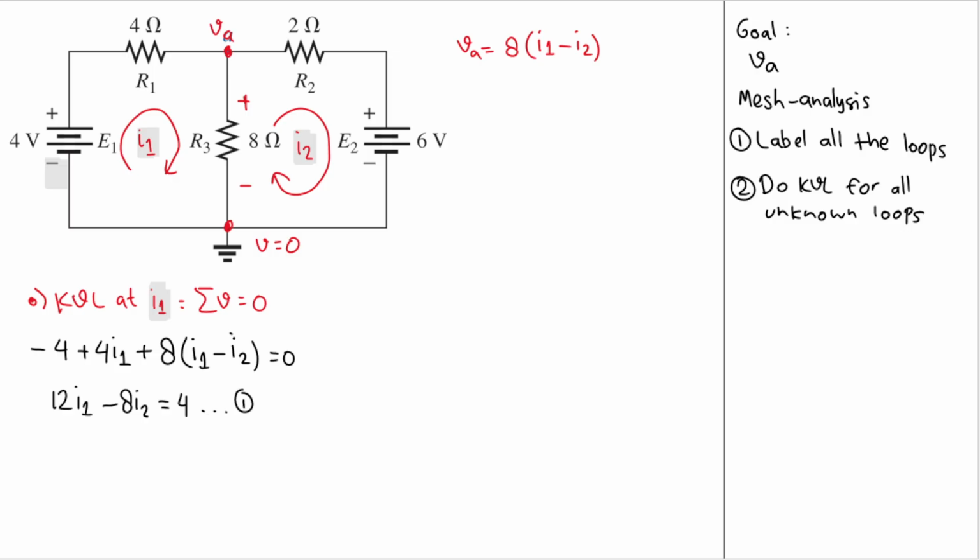Okay, now what can we do next? We need to do KVL at loop I2, right? Let's do exactly that. So we need to do KVL at I2.